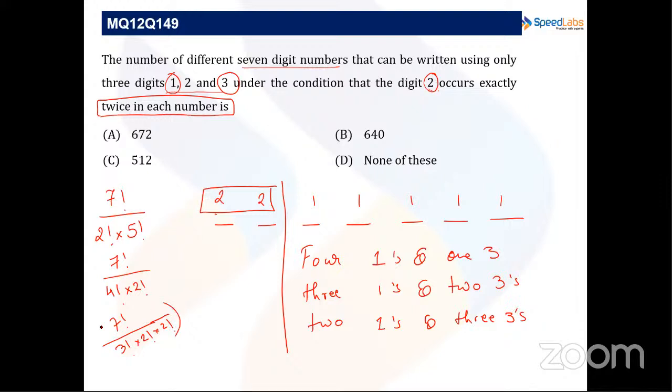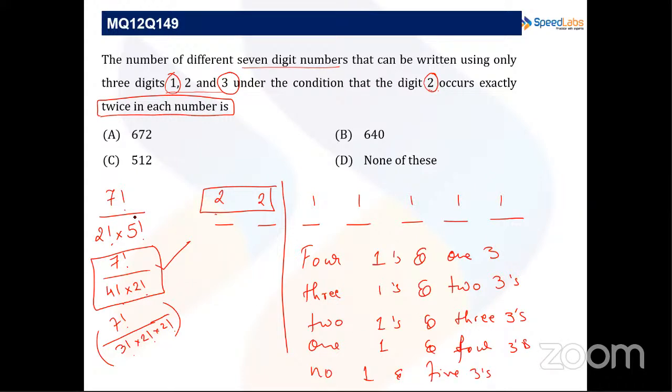That will be similar to this. Then 1 one and 4 threes. That will be similar to this case. And again no 1 and 5 threes. That will be similar to this case. So we can say that we are having two times of each of these cases, that is 7 factorial upon 2 factorial into 5 factorial plus 7 factorial upon 4 factorial into 2 factorial plus 7 factorial upon 3 factorial into 2 factorial into 2 factorial.